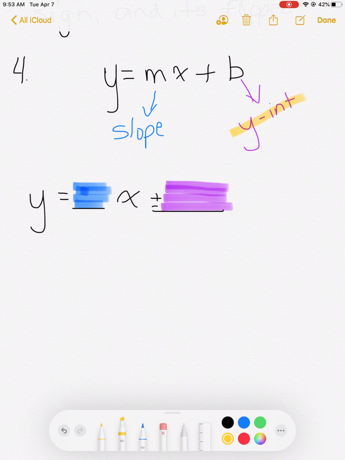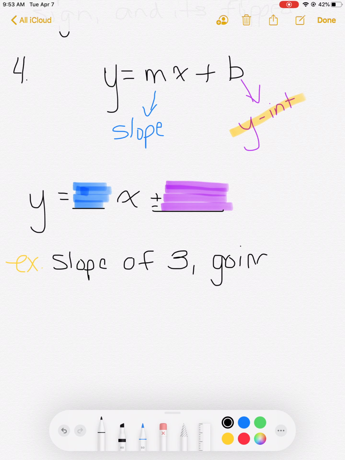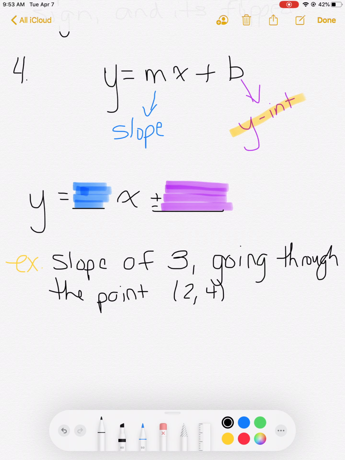Okay, so I'm going to give you an example. I wish I knew how to type, so whatever. Let's say we have an example: a slope of 3 going through the point, I don't know, (2, 4).